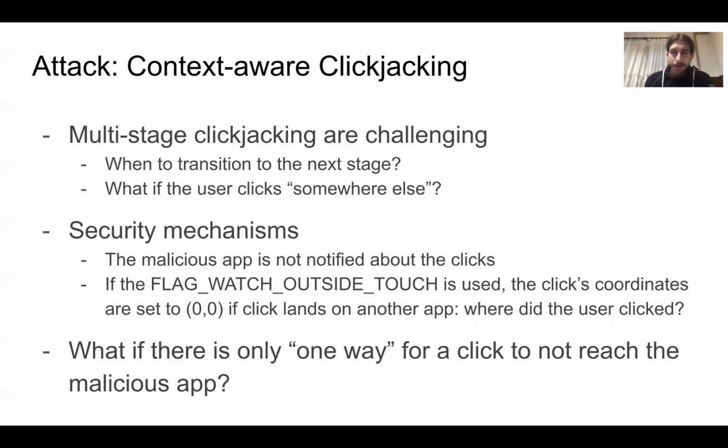And again, the intuition here on how to build these context-aware click checking attacks and how to figure out where the user clicked, when he clicked, when to transition to the next step. The intuition here is, what if there is only one way for a click to not reach the malicious app? So the idea is, if the click reaches the malicious app in one way or another, we know exactly where it clicked. But if there is only one hole and there is only one way that the click does not reach the malicious app, then we can use this flag watch outside touch to understand, hey, the user clicked there. Even if we don't know the coordinates, we should be able to infer the user clicked there.